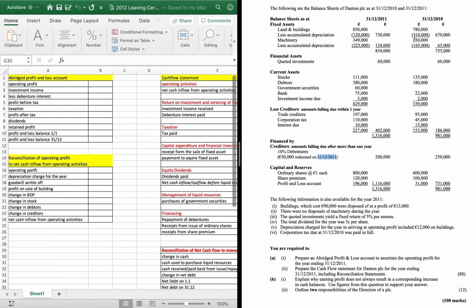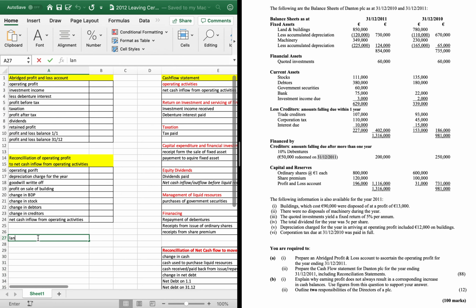So I'm going to go into my land and buildings and I'm going to change that 780. So that's land and buildings from last year, 2010. I'm going to change it from 780 down to 690. I'm taking 90,000 away from them. Now, I'll just say this again, I would do this on the question.